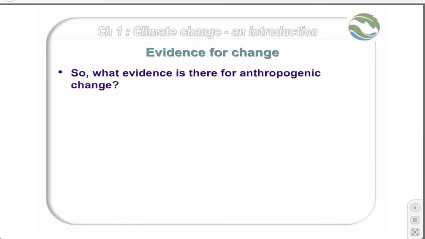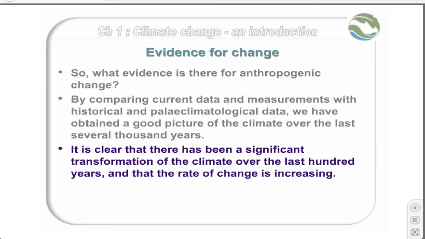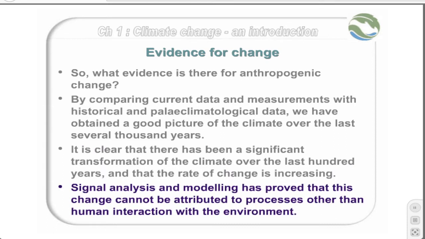So what evidence is there for anthropogenic climate change? Well, by comparing current data and measurements with historical and paleoclimatological data, we have obtained a good picture of the climate over the last several thousand years. It is clear that there has been a significant transformation of the climate over the last 100 years, and that the rate of change is increasing. Signal analysis and modeling has proved that this change cannot be attributed to processes other than human interaction with the environment.